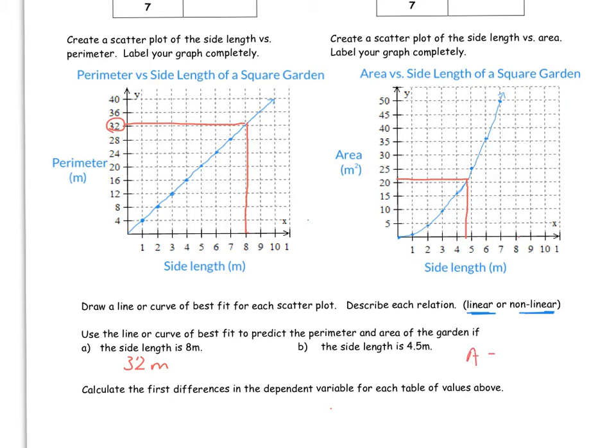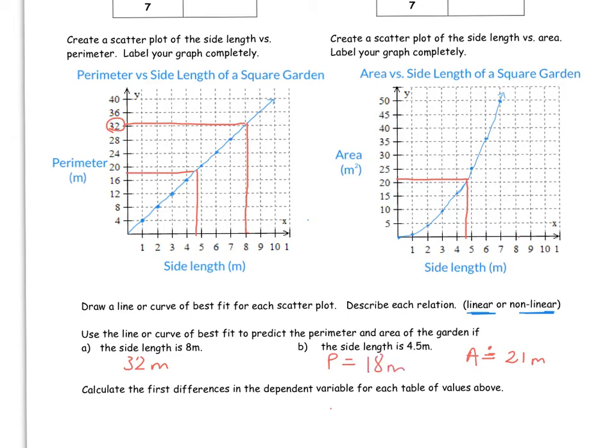So I think I meant, I got interrupted, I'm sorry, while I was doing my recording here. My area is approximately equal to 21 meters. Let's go with that. If I look at my perimeter for this one at 4.5, it's looking like it's 18 meters.